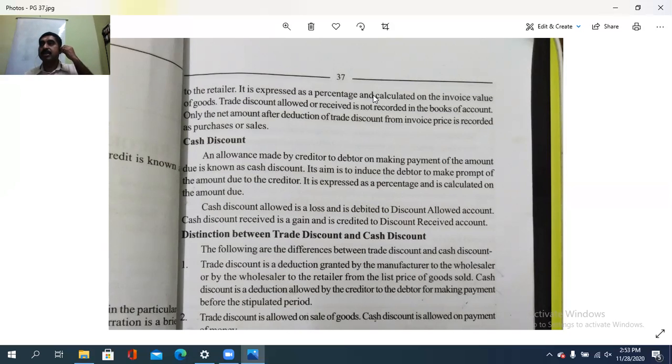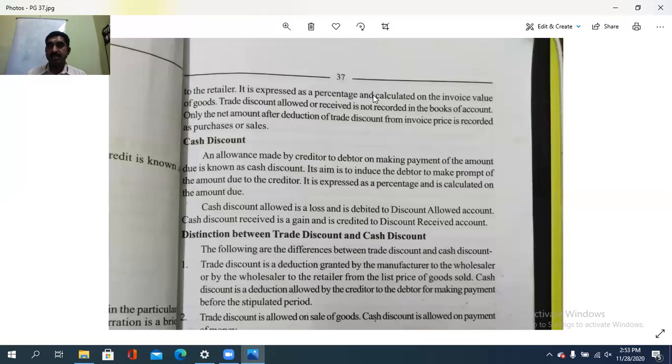The payment is received because a discount is given. That is the cash discount. It is expressed as a percentage and is calculated on the amount due. Cash discount allowed is a loss and is debited to the discount allowed account, and cash discount received is a gain and is credited to the discount received account. So two accounts need to be prepared.